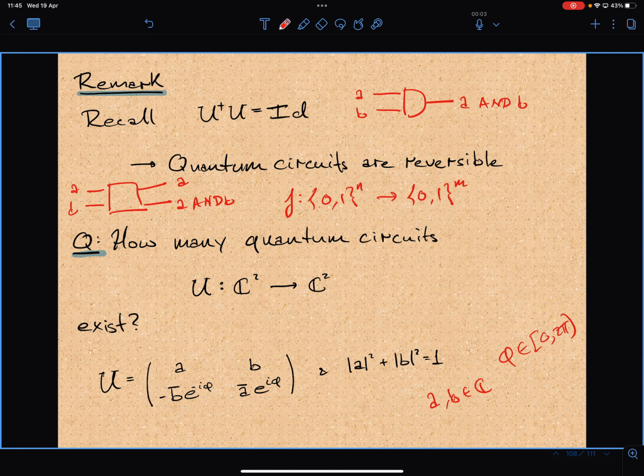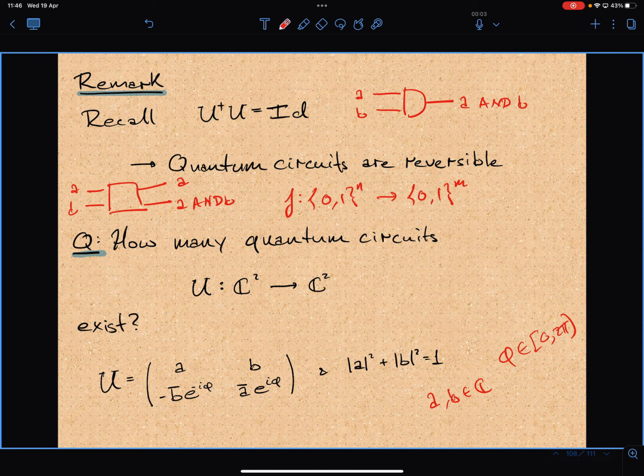And the idea then is, how does the universality result for classical computers translate to quantum computers? Is there a basic set of building blocks that can construct any quantum circuit? Since there's uncountably many, then the answer is no, because we would need uncountably many building blocks. But the way to adapt this result is that there is a set of building blocks that can approximate any operator U arbitrarily close.